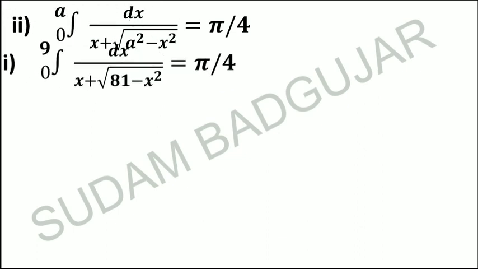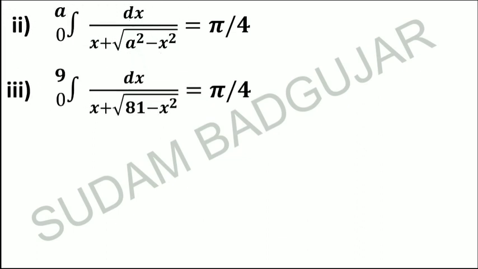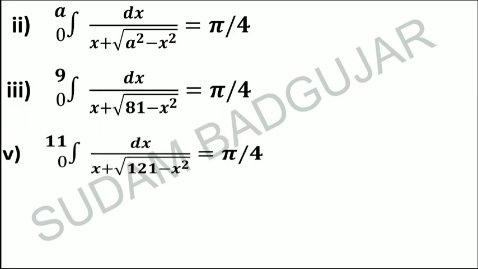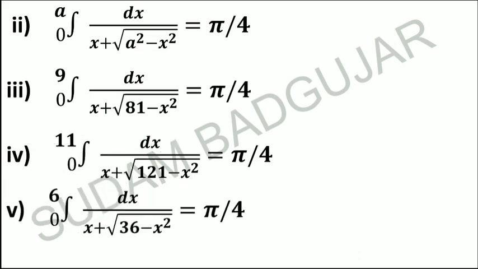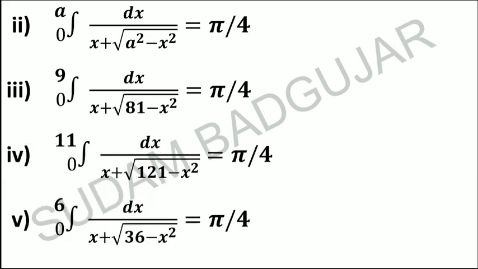Next one, see, the integration of dx upon x plus under root of 81 minus x square from 0 to 9. What is the final answer? Pi by 4, because here there is a sum of two terms and the upper limit is nothing but the square root of 81. Next one, suppose 121. What is the upper limit? 11. Then it is pi by 4. Now one more question: the integration of dx upon x plus under root of 36 minus x square from 0 to 6.